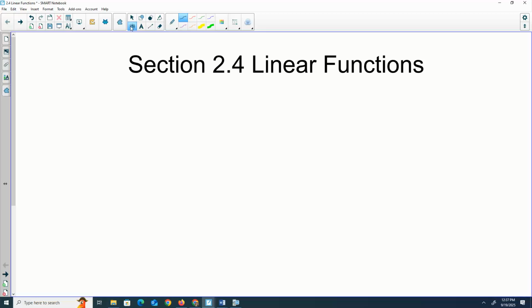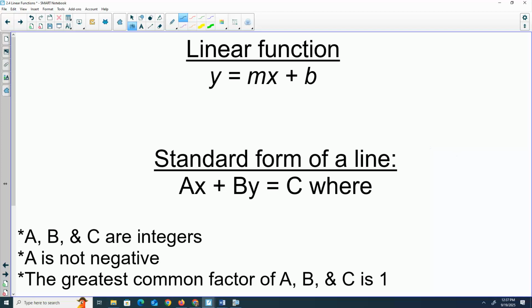What is standard form? Ax plus by equals c. In that form, remember, a has to be a positive number. No fractions, decimals, greatest common factors. So that's the first slide I have. Just that information about linear functions, y equals mx plus b, or instead of y, you might see it written as f of x equals mx plus b. Standard form, ax plus by equals c, and the requirements for that.